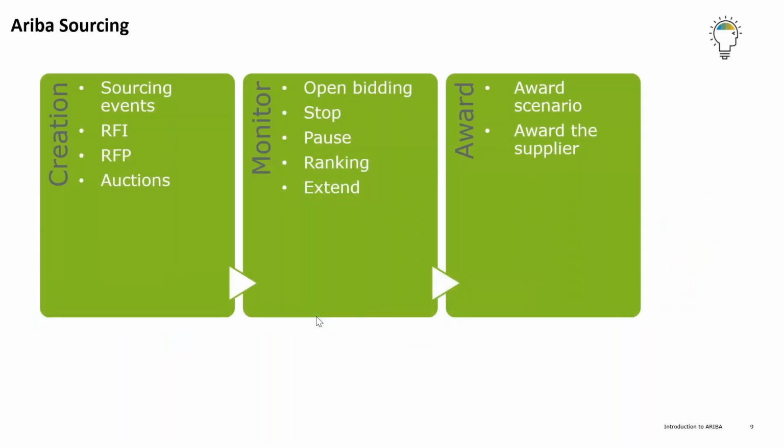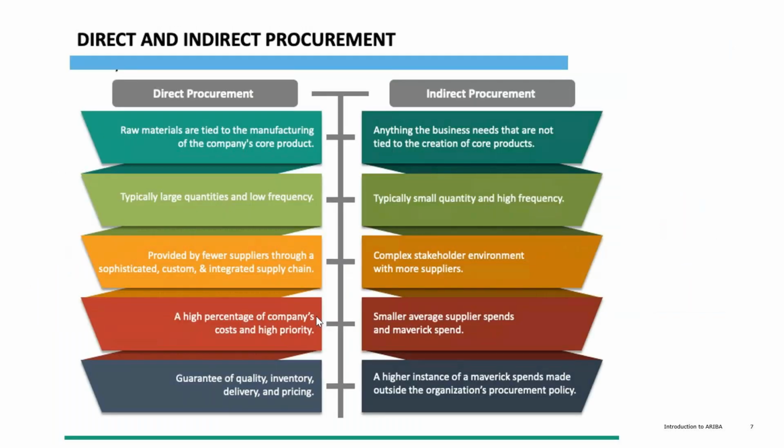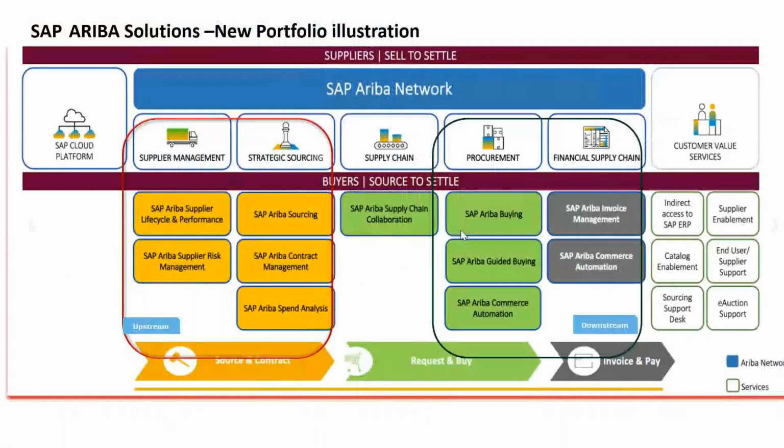Now in the upstream, the first modules we have, let me take you to this slide. In the upstream, we have these modules: Ariba sourcing, contract management, and Ariba supplier management. In Ariba supplier management, we have two modules: SLP, supplier lifecycle and performance, and supplier risk management.